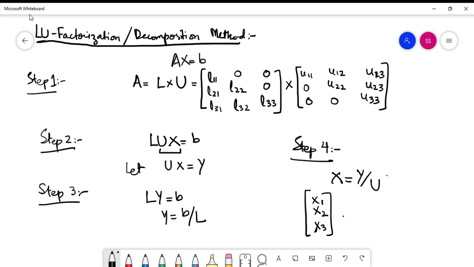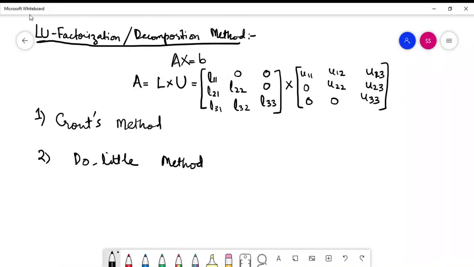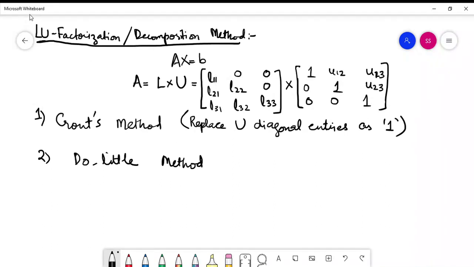If the system is consistent and the solution is unique, then you get the same solution by this method. Now there are 2 ways to solve LU factorization. In Crout's method, you replace the diagonal entries of U with 1, and then solve the equations entry-wise. You use the same 4 steps to solve the equation, and you will get the same solution as before, like Gauss elimination and Gauss-Jordan elimination.